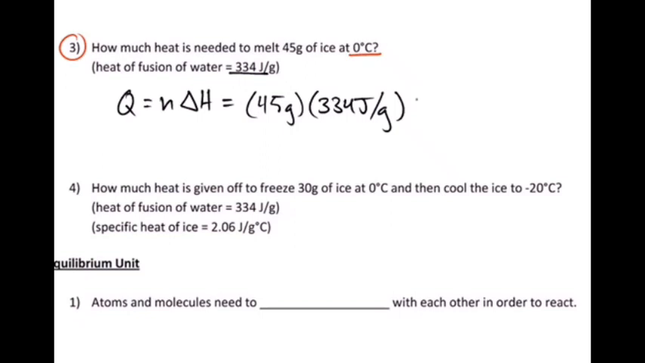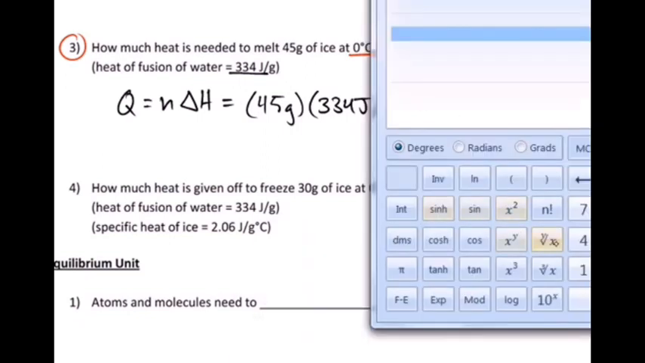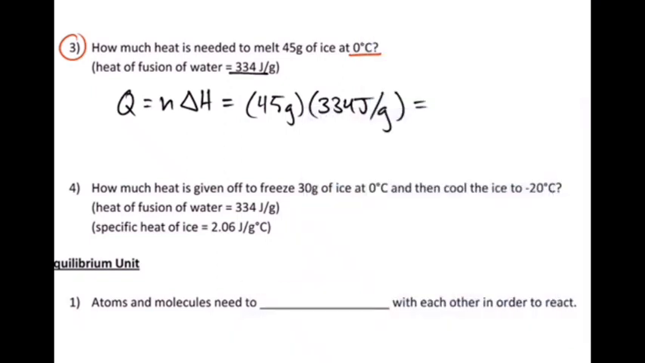Then i-times lang natin yan sila. So calculate natin ang 45 times 334. Then the result is 15,030. Then cancel out the grams and put the joules on the answer. Then the total is 15,030 joules.